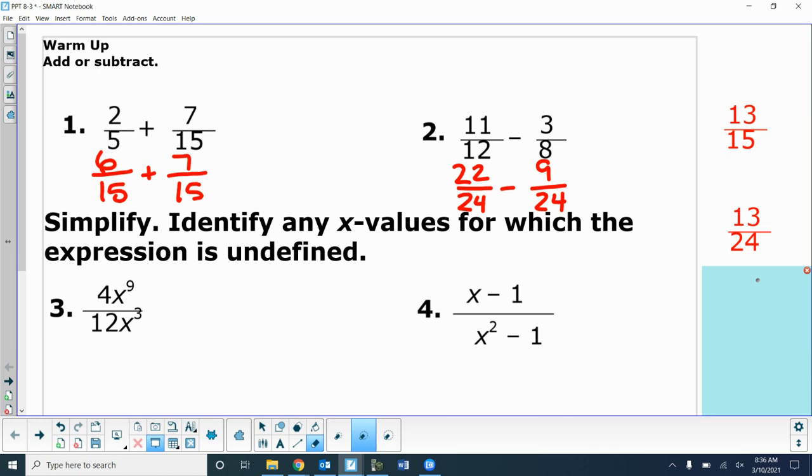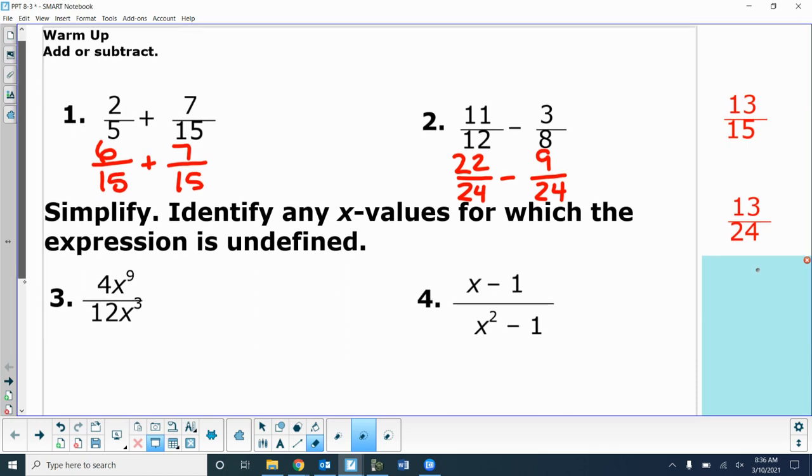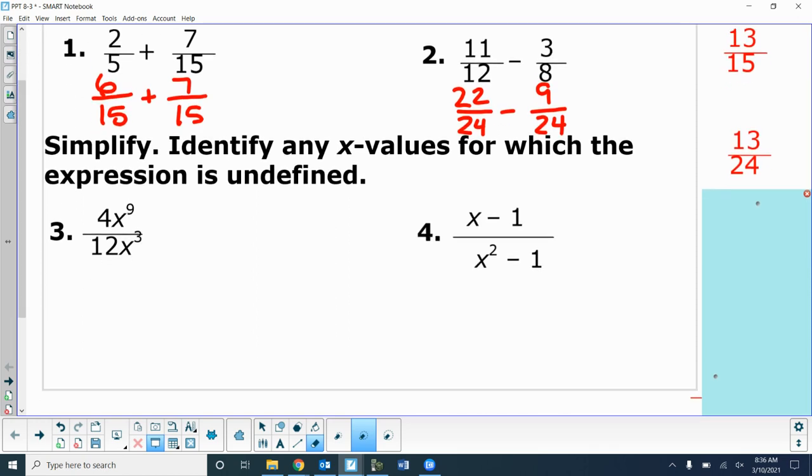Now, just a quick review. How do I simplify this fraction? What's my x going to be? 6, where? Top, right? What goes into 4 and 12? 4. So 1 up top and 3 in the bottom. Right? That's what we did yesterday, right?